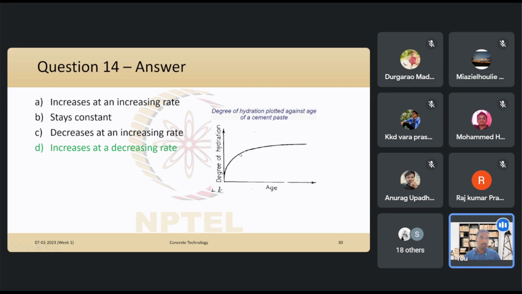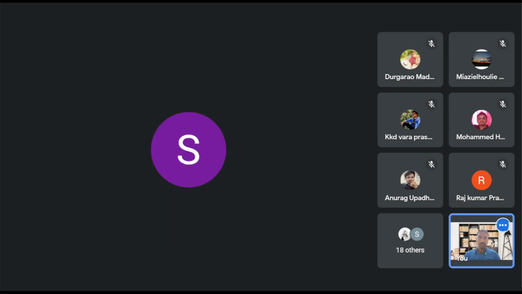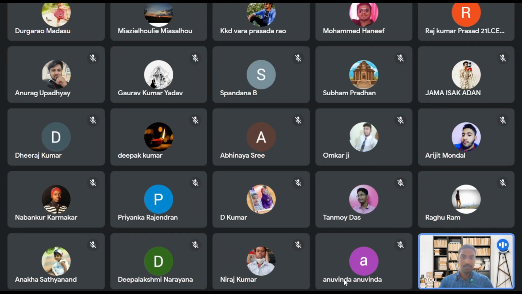So the increase is not much when the age is increasing. So which means that the increase is at a decreasing rate, right? So it is increasing, but it is increasing at a slower pace as the age increases, right? So it is option D, which is correct, right? So why is this happening? So let's see why that is the case.